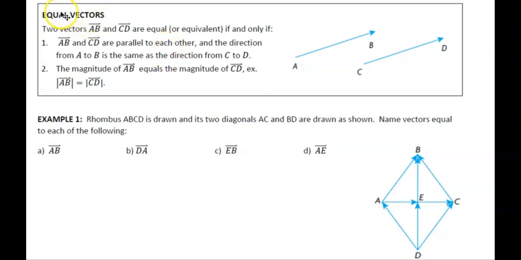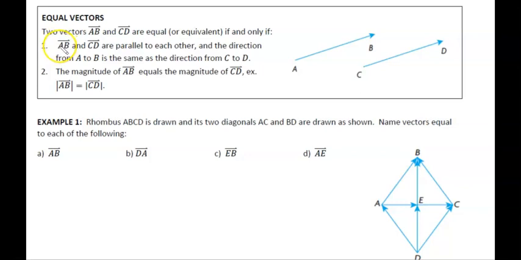Okay, so more about equal vectors. Two vectors, AB and CD, are equal or equivalent if and only if vector AB and vector CD are parallel to each other, and the direction from A to B is the same as the direction from C to D. So A to B has the same length and goes in the same direction as C to D. The notation is a little different this time: we're using AB and then CD.